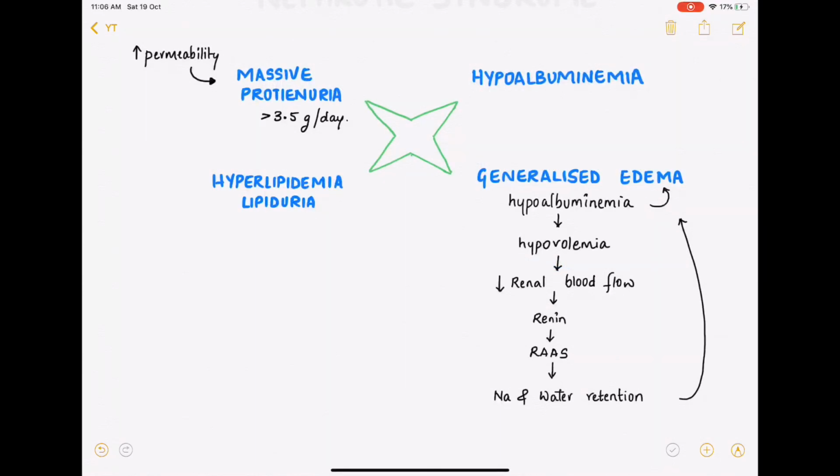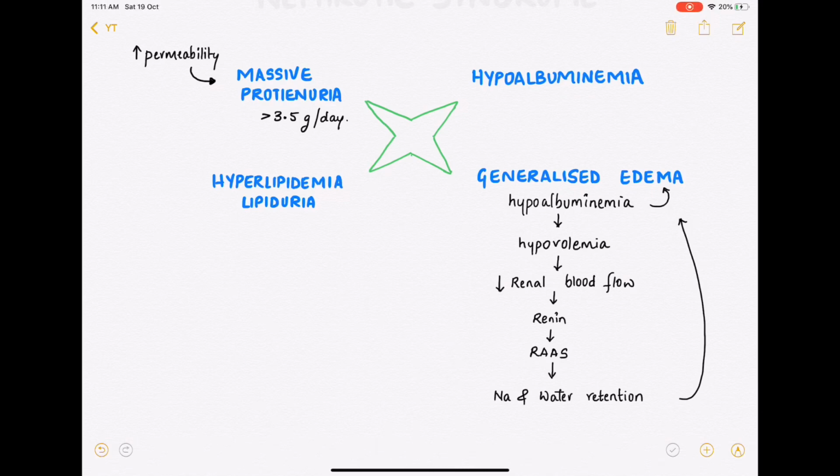Talking about the generalized edema, the hypoalbuminemia itself is contributing to edema, but there is also a series of phenomena that happens which aggravates this edema, and that is because of hypoalbuminemia, there's going to be hypovolemia. That is, the amount of blood volume decreases, which decreases the renal blood flow, because of which there is a stimulation of renin release. Renin activates the renin-angiotensin-aldosterone system, which increases the sodium and water retention, which aggravates the edema.